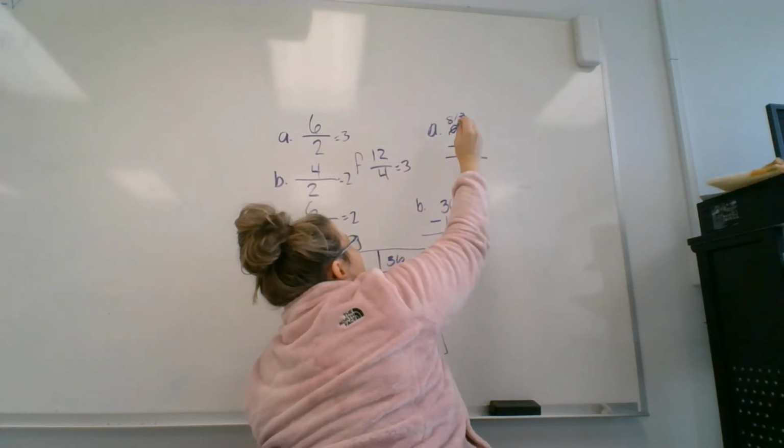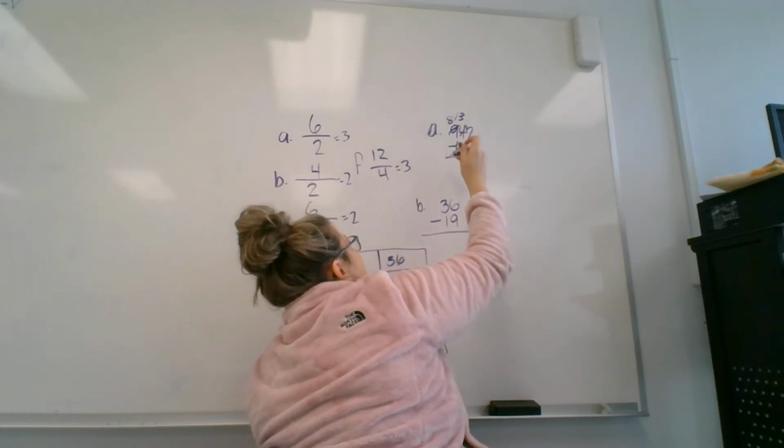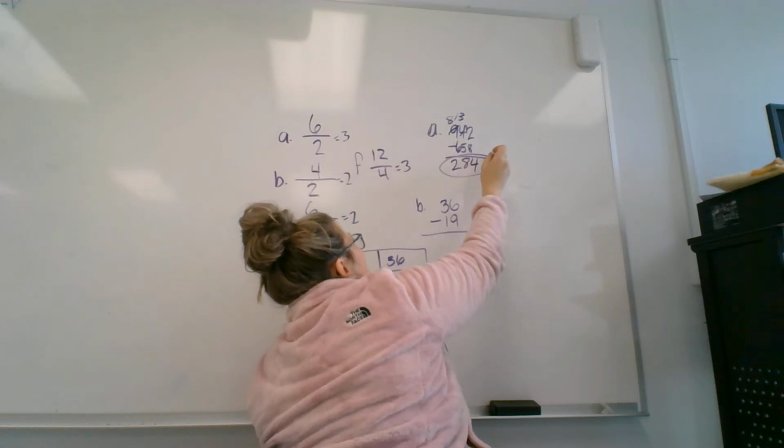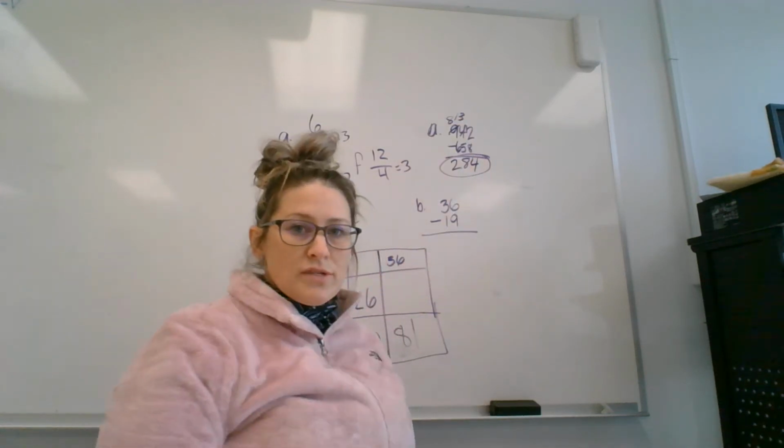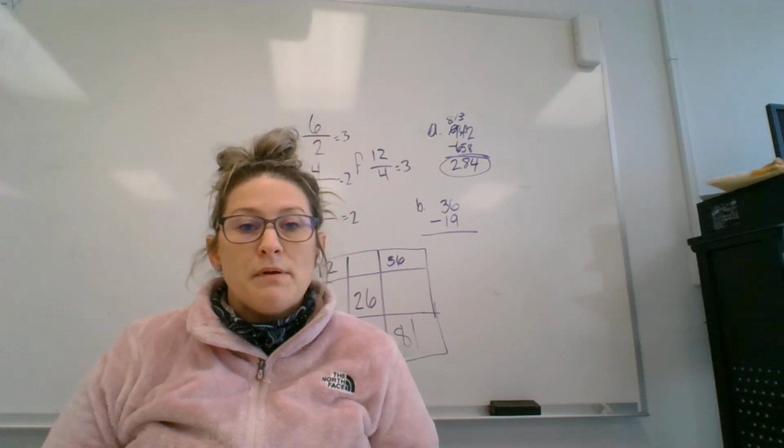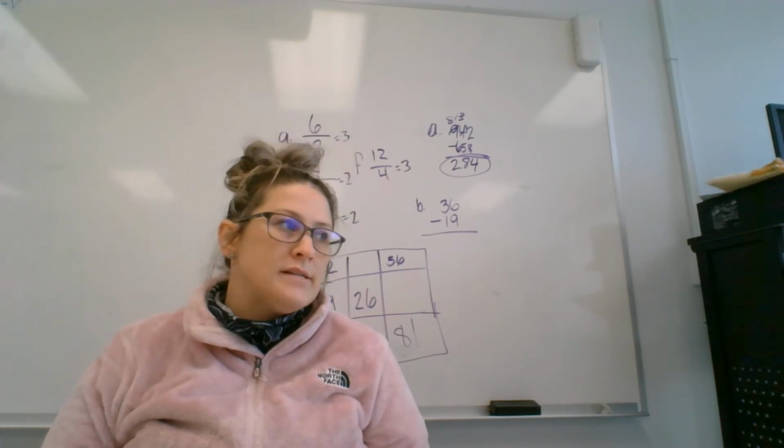Now we have 8 minus 6: 8, 7, 6. 284, and I had to borrow 2 times. Remember, some of these problems you have to borrow just once, some of them you have to borrow twice.